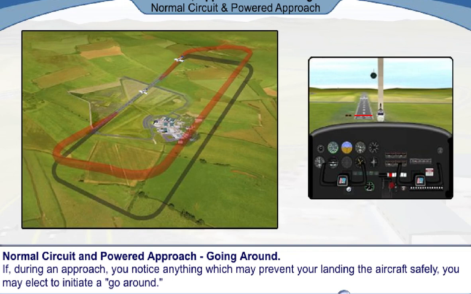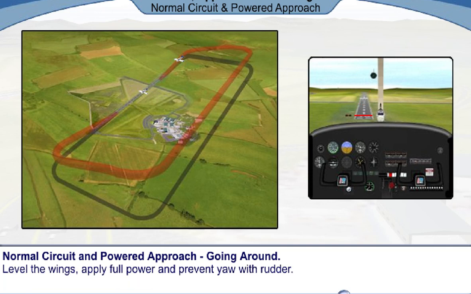If, during an approach, you notice anything which may prevent your landing the aircraft safely, for instance because the landing path is not clear or because you've misjudged your approach, you may elect to initiate a go-around. The go-around procedure is as follows.